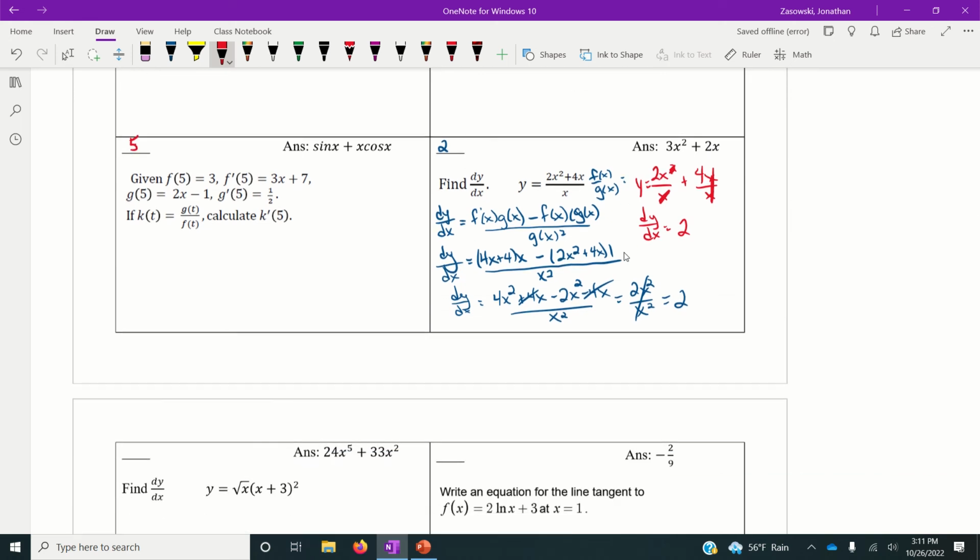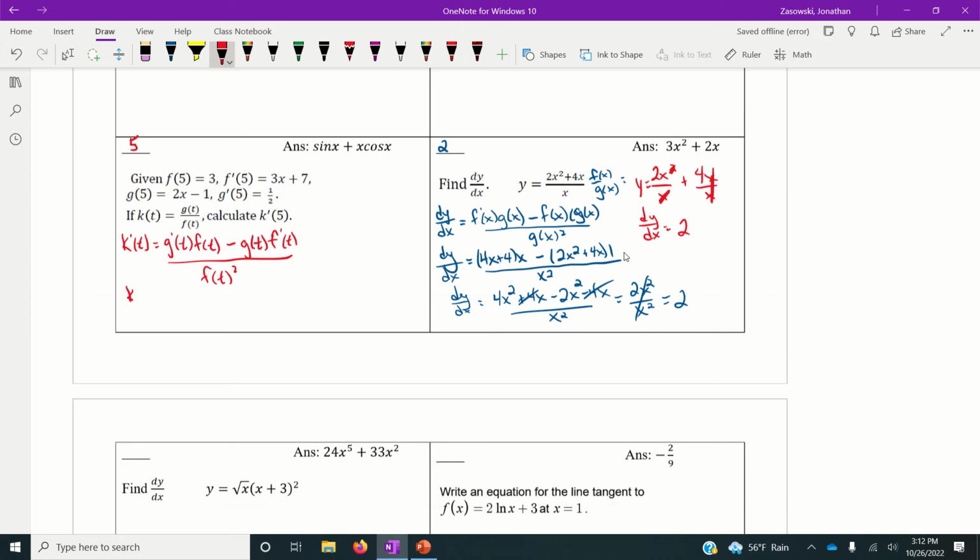Okay, so here, once again, we're calculating k prime of 5. So we want to use a quotient rule and then plug 5 in for our answer. So k prime of t, if we use a quotient rule, is derivative of the top, so g prime of t times the bottom, minus the bottom, or the top times the derivative of the bottom, all over the bottom squared.